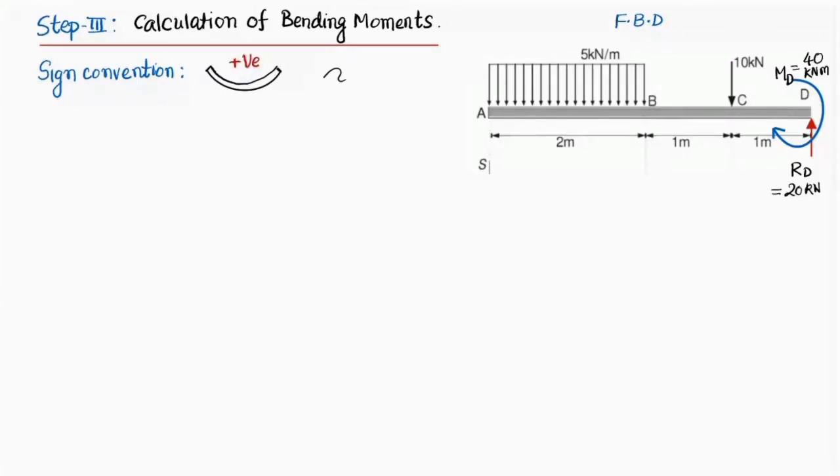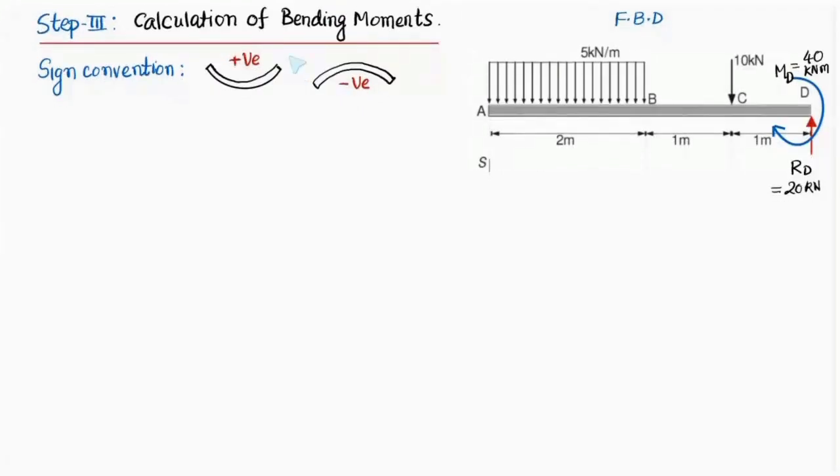And if, due to application of various forces, your beam is bending like this, this is called negative bending moment. Kindly remember, if your beam is bending like this, we'll be taking it as positive, and if your beam is bending like this, we'll be taking it as negative. Okay, so let's start, and we are going to move from point A to point D, from left to right.